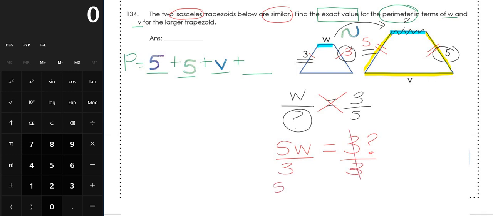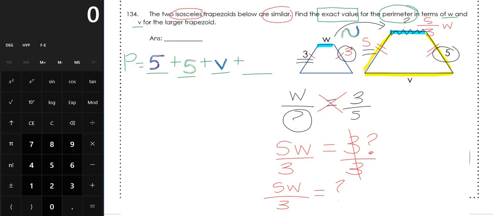So 5W over 3 equals my question mark. Now that's exact. If I did 5 divided by 3, anything divided by 3, if it's not a whole number, it's going to be a repeating decimal. So what I want to do is keep it just like this. My last side length is 5 over 3W, or 5/3 W. Okay, that seems to be my last side length.